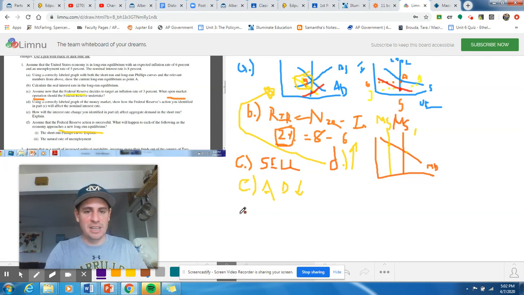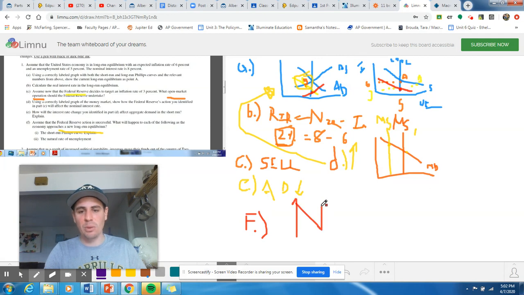What happens to the natural rate of unemployment? The only way the natural rate of unemployment changes is if there are changes in unemployment benefits. There has been no change in unemployment benefits, so the natural rate of unemployment remains 4 to 6%. So it's no change. Now that's going to get you full credit if you get that.